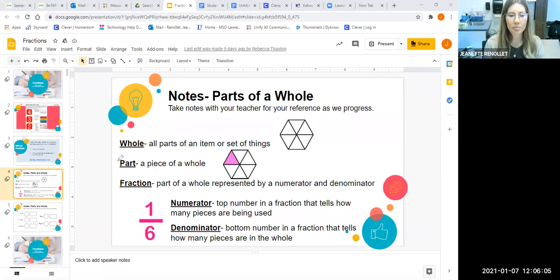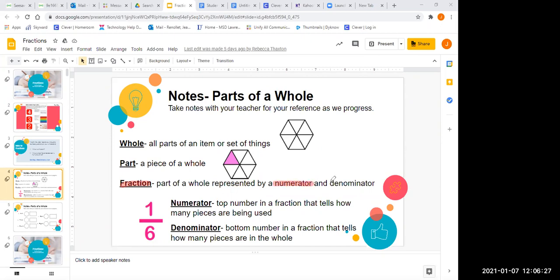Next, we have the word part. Here's an example of part. A part is a piece of the whole, one piece of the whole. A fraction means when part of a whole is represented by a numerator and denominator.